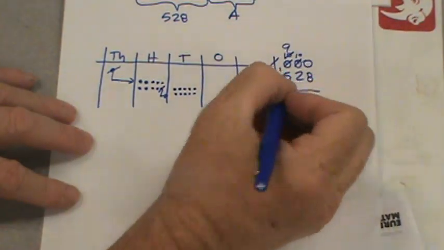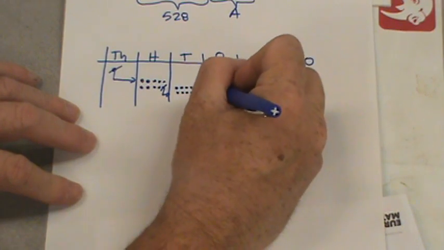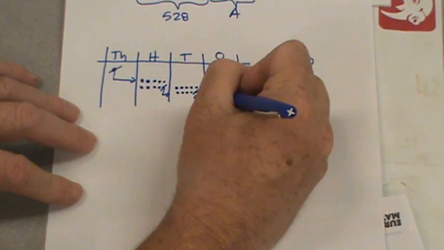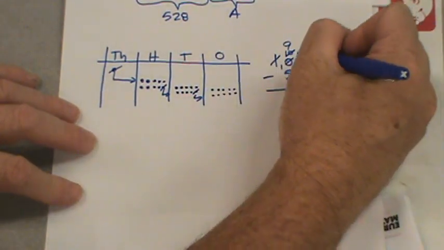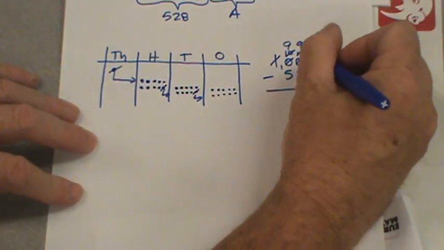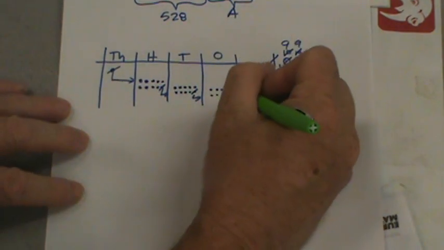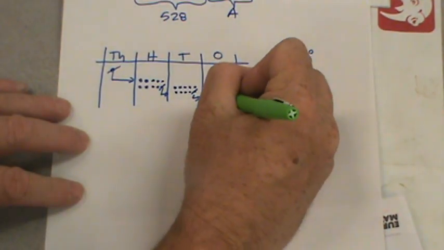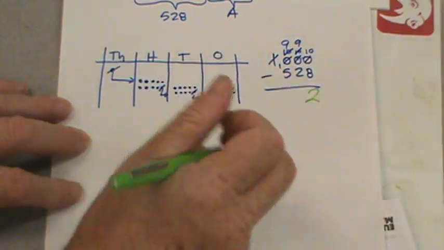But I still have to deal with my ones over here. So I'm going to take 1 ten and give it to the ones. Now the tens becomes a 9, and the ones becomes a 10. Now it looks like I'm ready to subtract. Isn't that marvelous? Yes, it's marvelous. So let's start subtracting. 10 minus 8. 1, 2, 3, 4, 5, 6, 7, 8. It looks like I have 2 left.